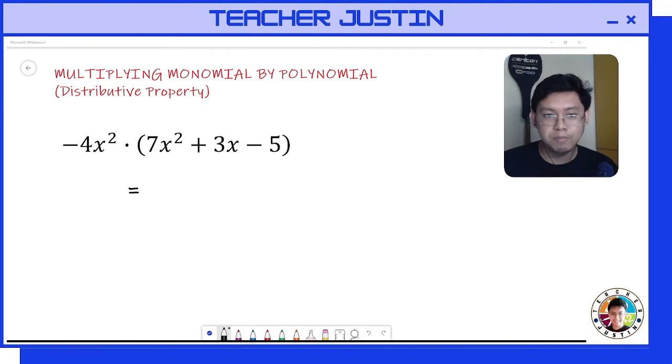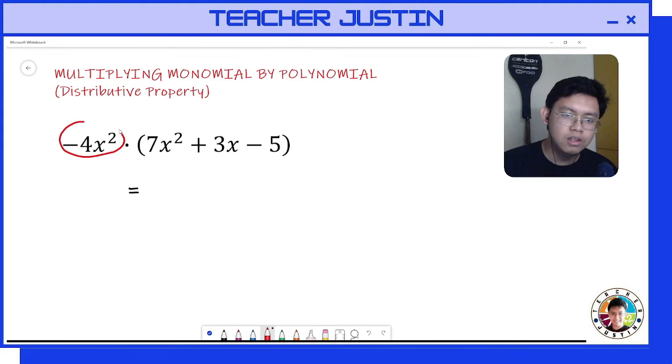So we're going to perform the distributive property. So let's start by multiplying our monomial, negative 4x squared, to our first term, 7x squared. So remember, when we multiply monomial by monomial, we multiply the coefficient by the coefficient, variable by the variable. And when we multiply variables, we copy the base and add the exponent.